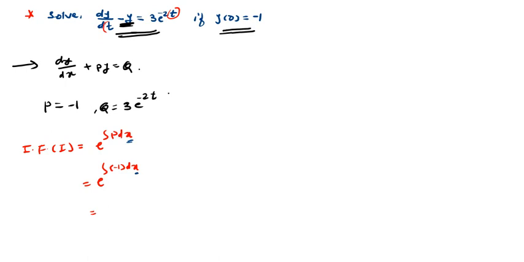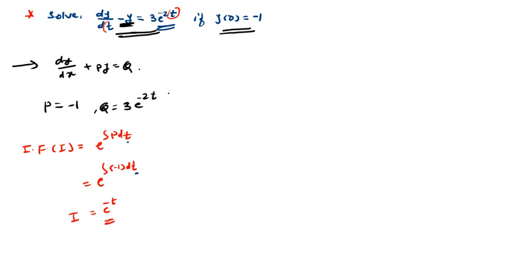Okay, so if p is in terms of t, and q is in terms of t, then the integrating factor should also be in terms of t. So this independent variable should be equal to t. Okay, so I will change it. This is equal to t, this is equal to t. So the integration of minus 1 with respect to t is e to the power minus t. So this is our integrating factor.